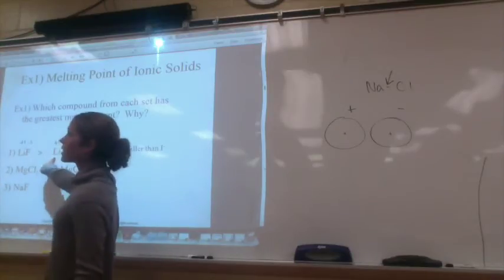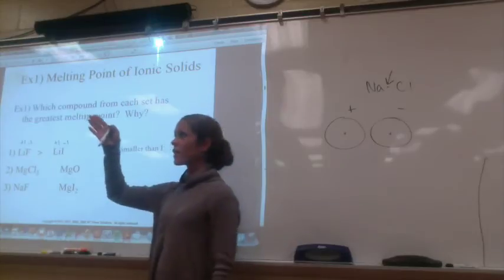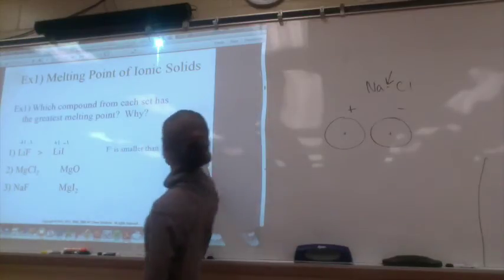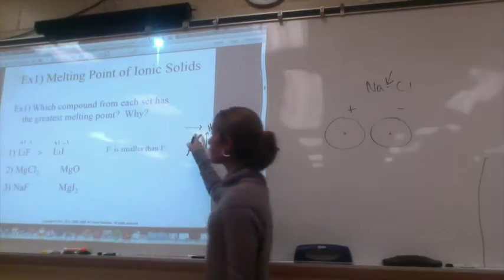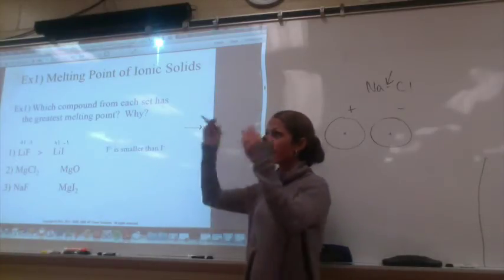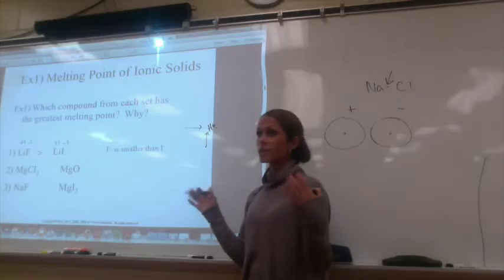And so when I look at the periodic table, I can see that fluorine, for periodic trends, the smallest atom is going to be helium. So fluorine is much smaller than iodine. Iodine's all the way down, right? So it has lots of energy levels.